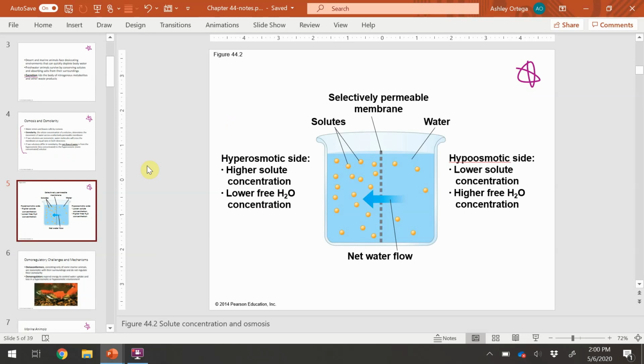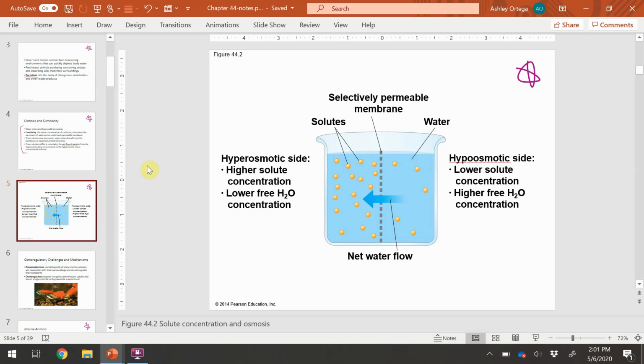Here you can see a beaker with a selectively permeable membrane to water, with solutes on both sides. The left side has more solutes than the right side does. When you're looking at just movement of water, that's looking at osmolarity. The side with more solutes will be the hyperosmotic side, and it's going to have more solutes and less water. Then the hypoosmotic side is going to have lower solutes and more water.